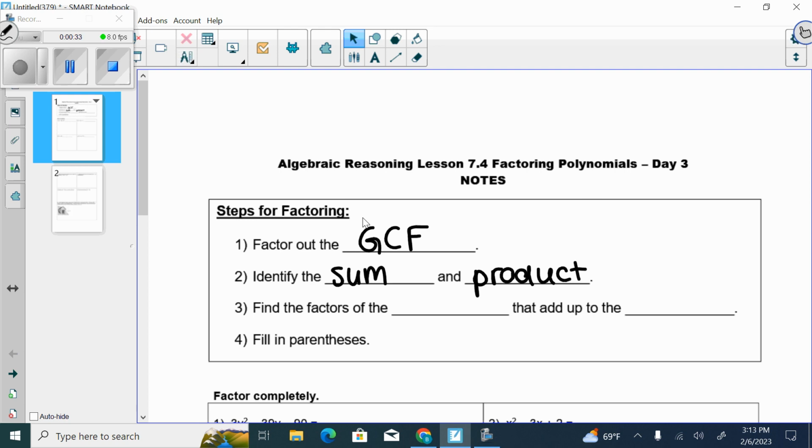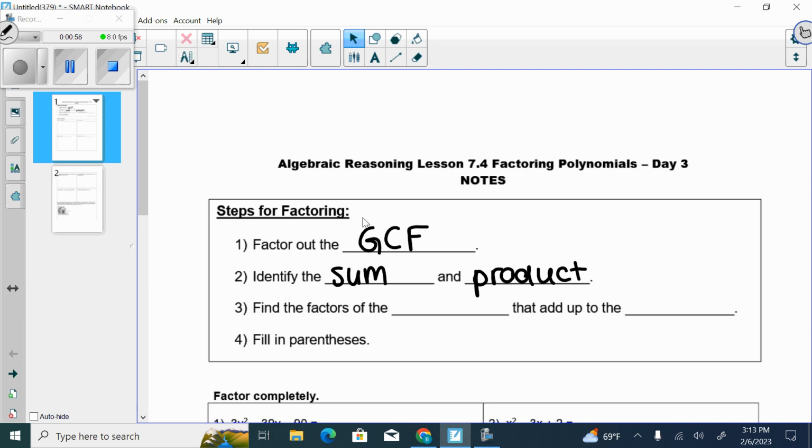Where's the sum usually at? The middle, right? And then the product is usually right on the very end of the equation. Good. All right, and then once we've identified the sum and product, then we can start picking what numbers we're going to use as our factors, right? So remember, it has to multiply to give us this, add to give us this, right? That's what sum and product mean.